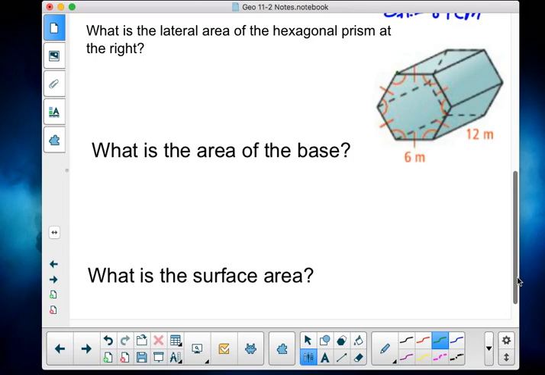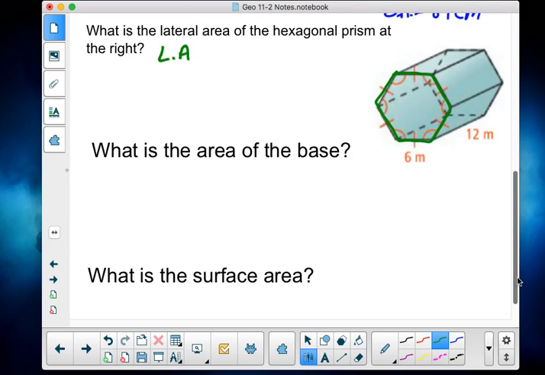So I've got a base. It's right here. It's a hexagon. So my base is a hexagon. It's the same on both sides, so I have two of them. The things that are connecting the hexagons are my lateral surface. The lateral surfaces are rectangles. And now keep in mind, I have 6 sides of that hexagon.